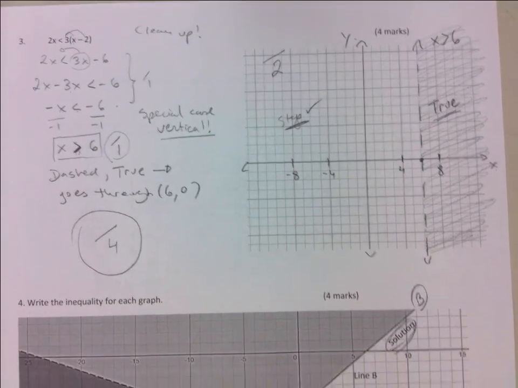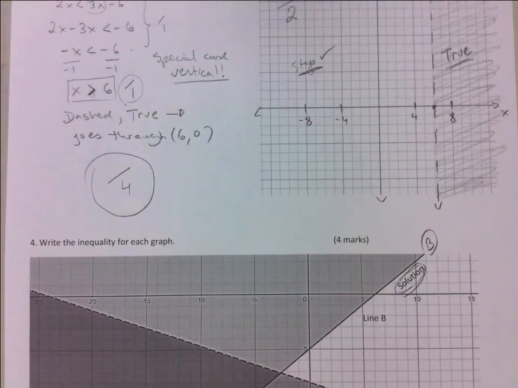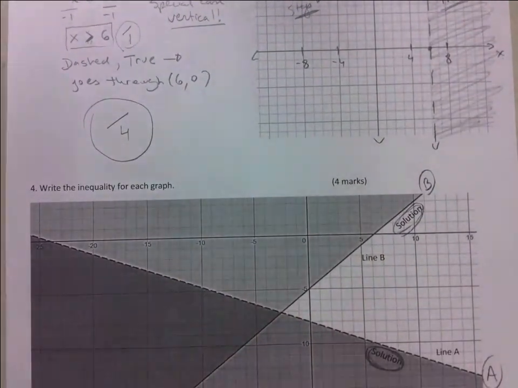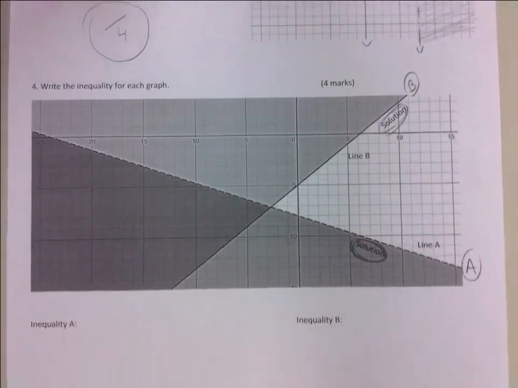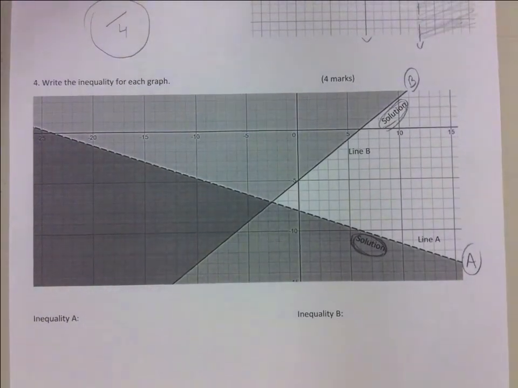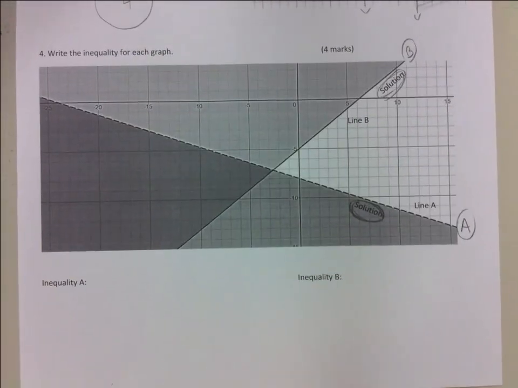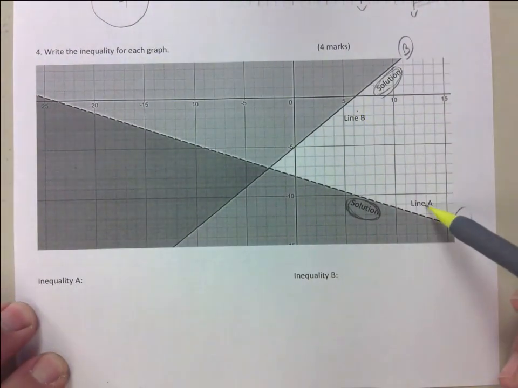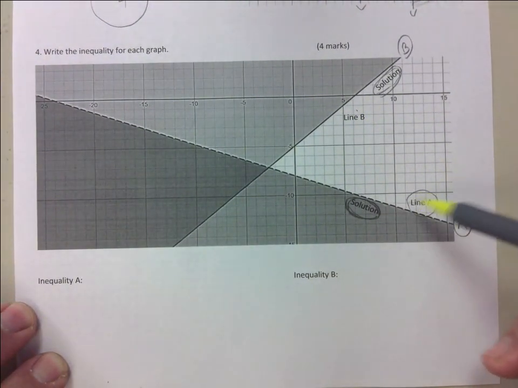It's a good point. That's why I will be rocking Desmos on when I mark your tests, because I have to change the way you entered it, right? And here you've got line A and line B. Let's do A first, okay?